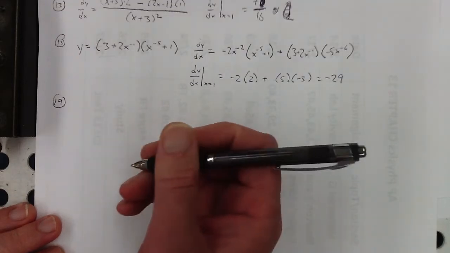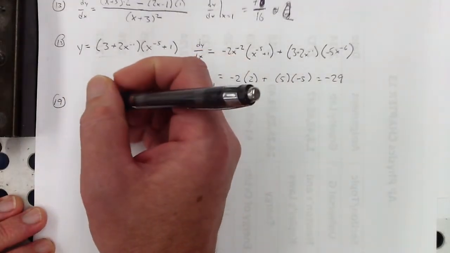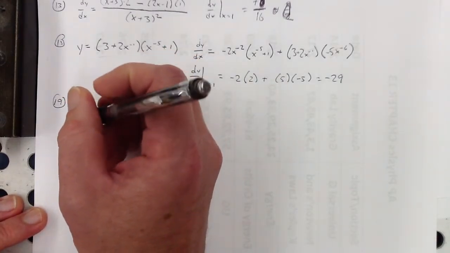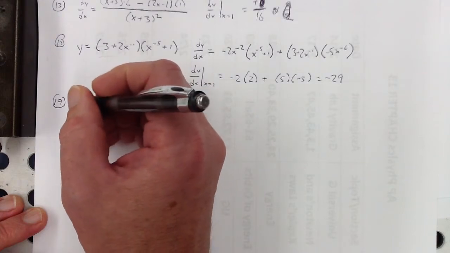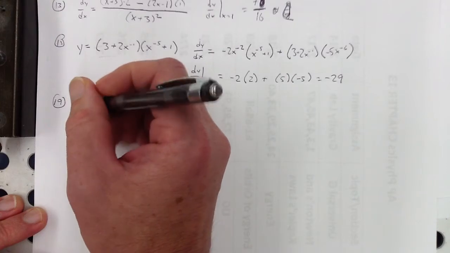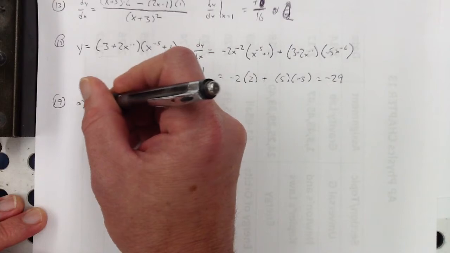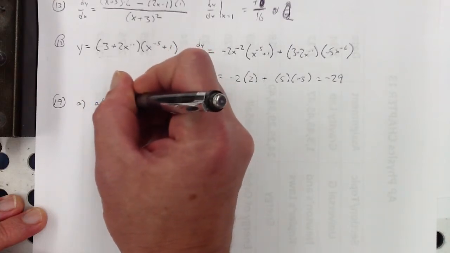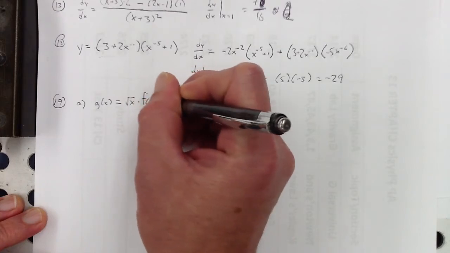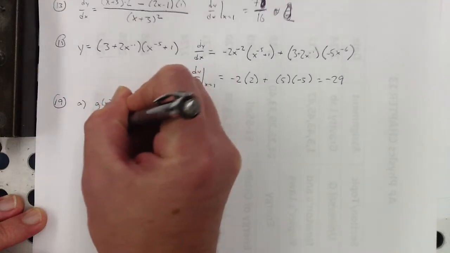All right, these problems I like a lot. 19, 21. Actually, the rest of these are all pretty great. So 19, find g prime of 4 given that f of 4 is 3 and f prime of 4 is negative 5. Okay, so what? We want to find g prime of 4. So g of x is equal to the square root of x times f of x. So what's g prime of x?